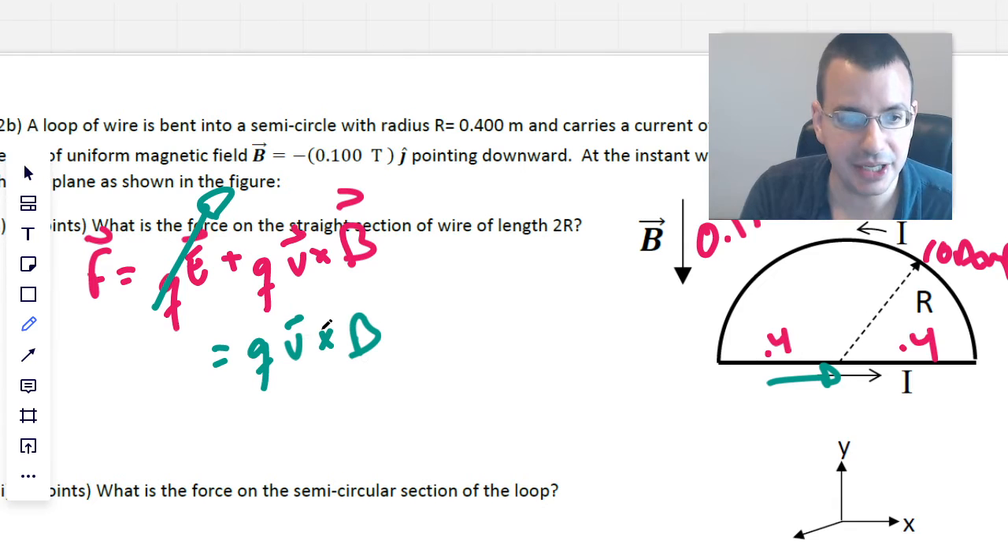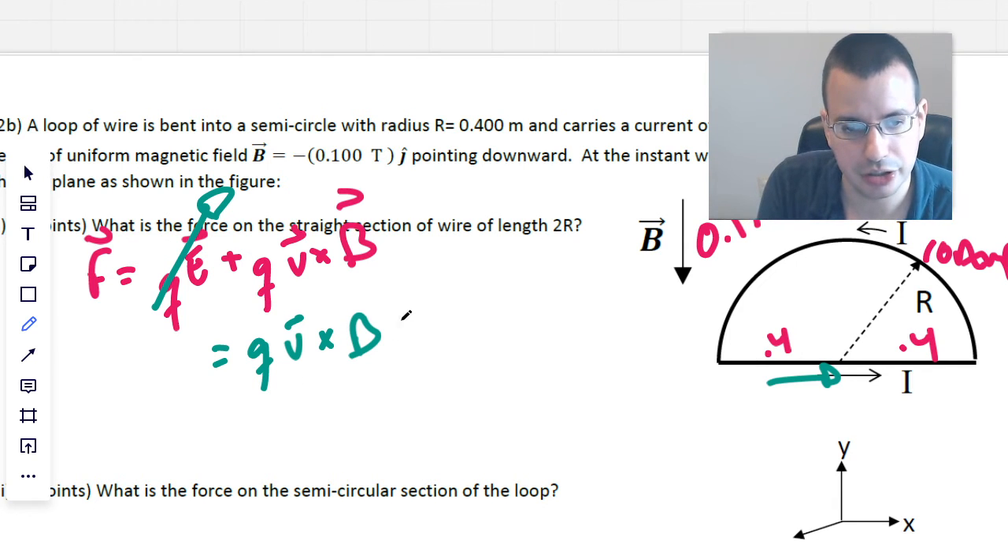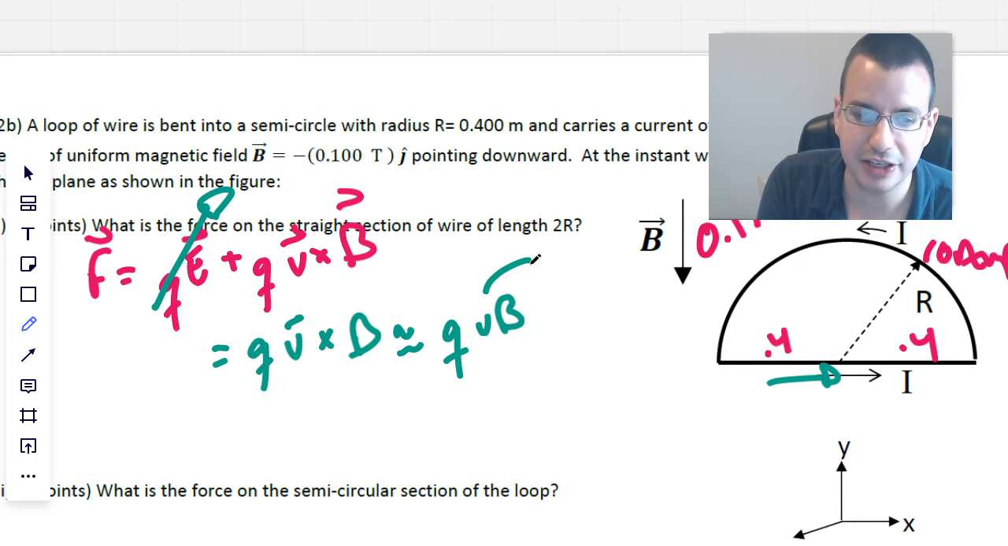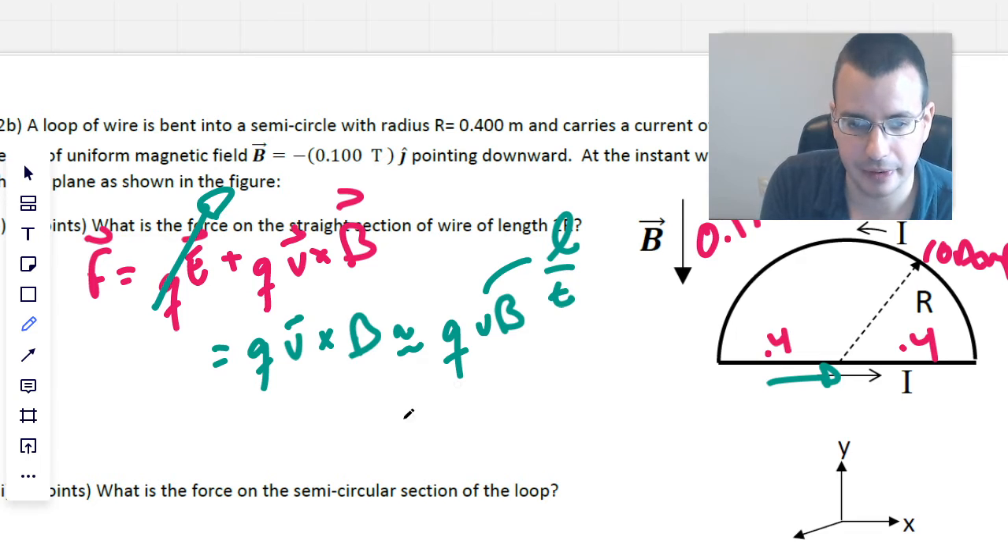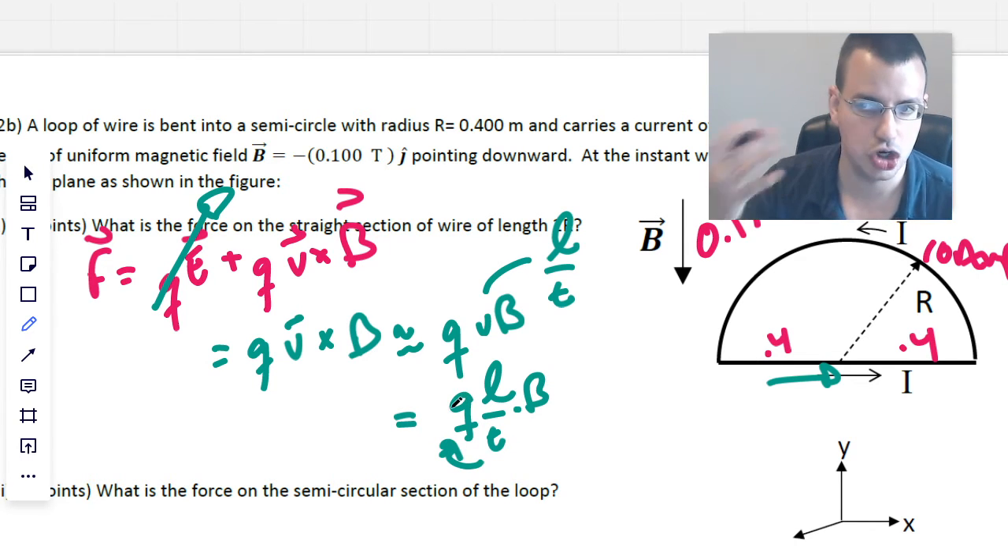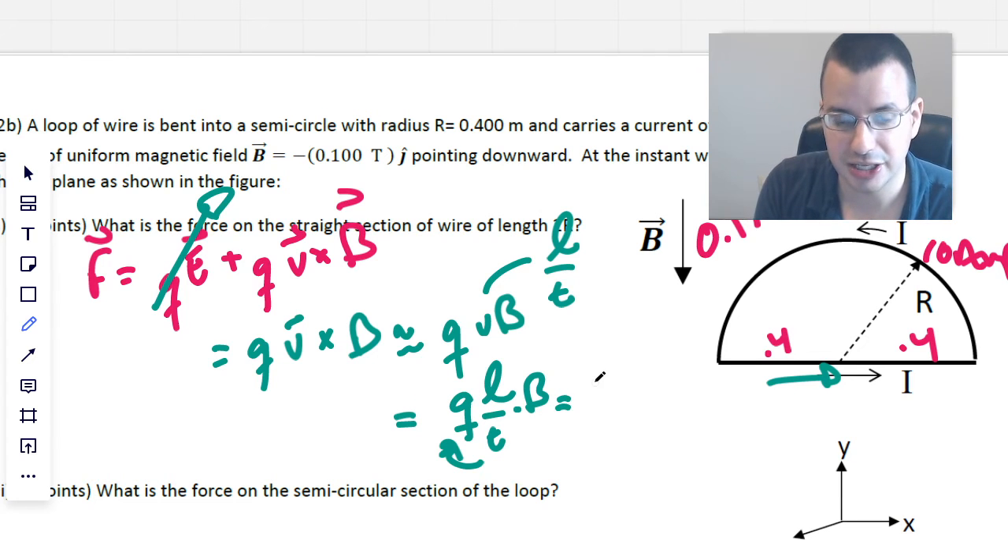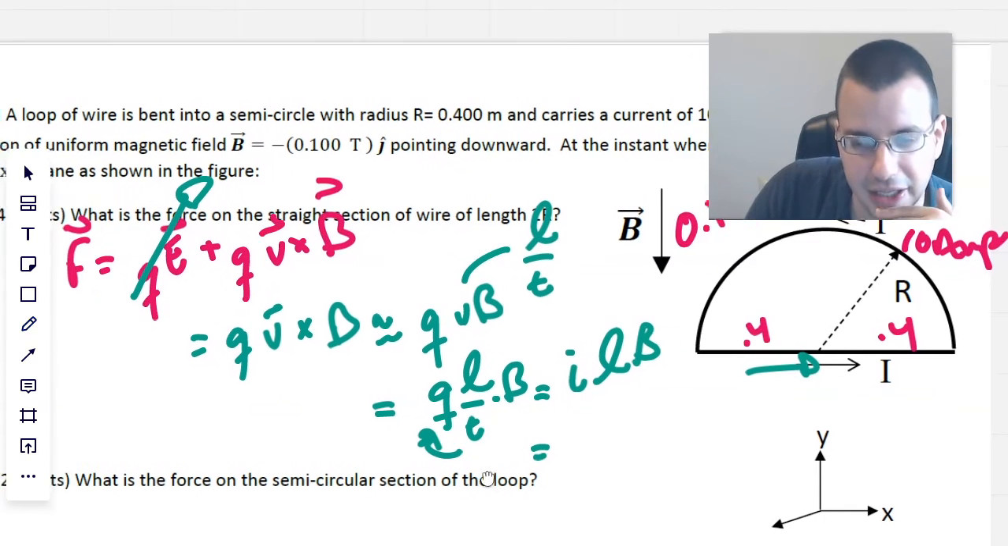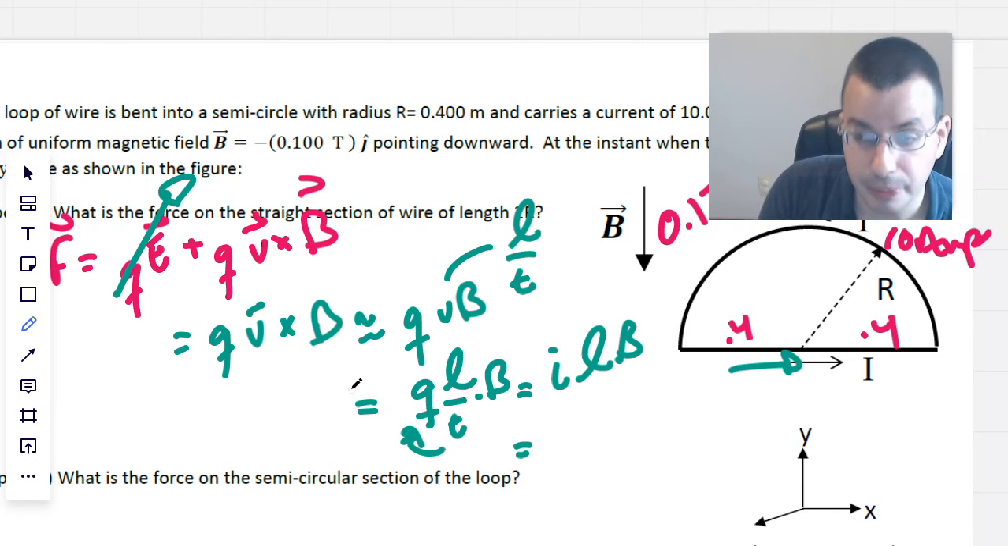And specifically, they're perpendicular, so this cross product is going to be 1. So I'm going to make it QVB. And if you look at this V, I'm going to rewrite it as distance L over time. So this is Q times L over T times B. Well, you can move this T over here, and Q, charge per unit time, is the definition of current. So we have I, L, B. And this is more mnemonic than strict derivation, but it is also true.